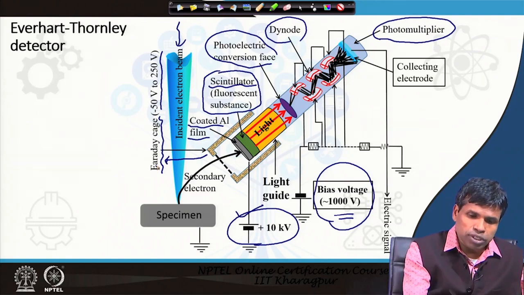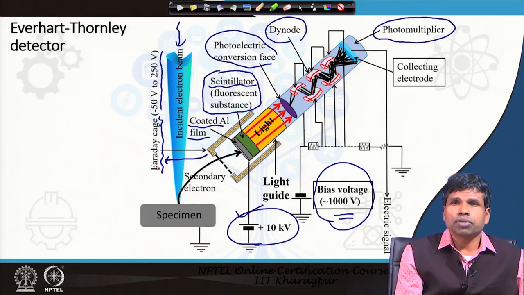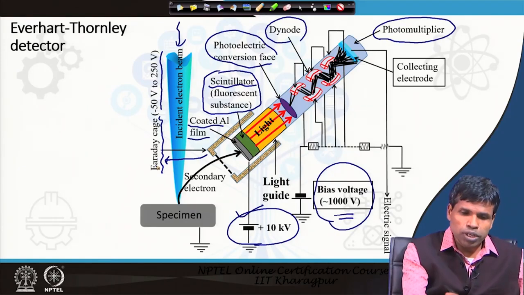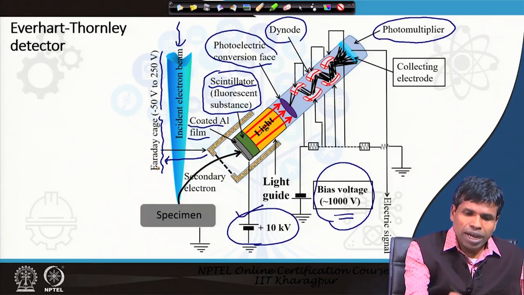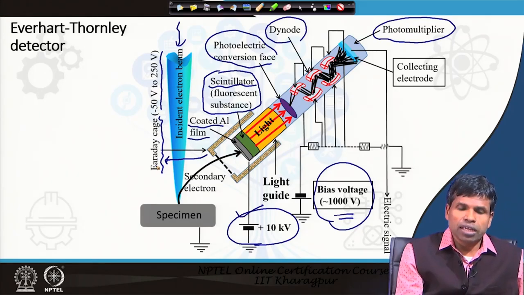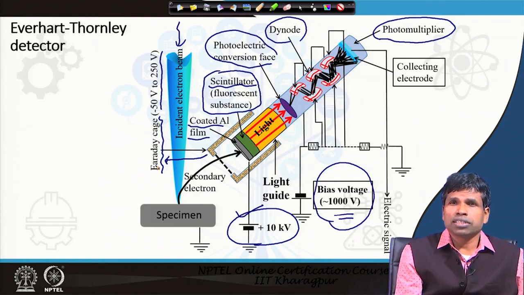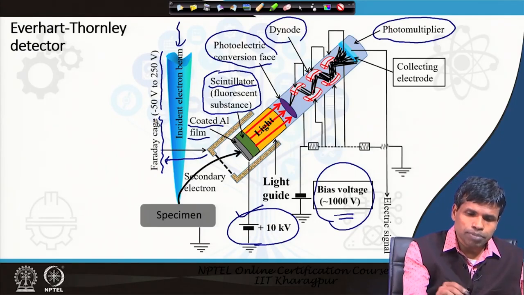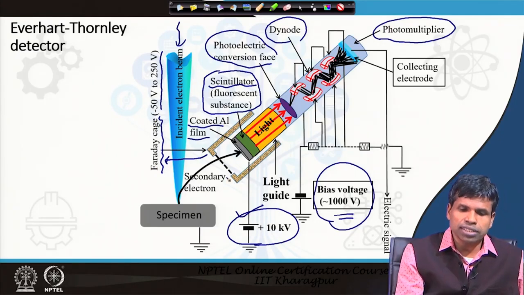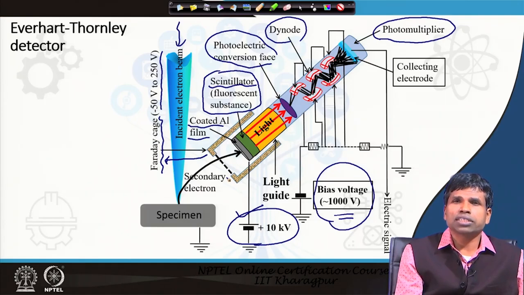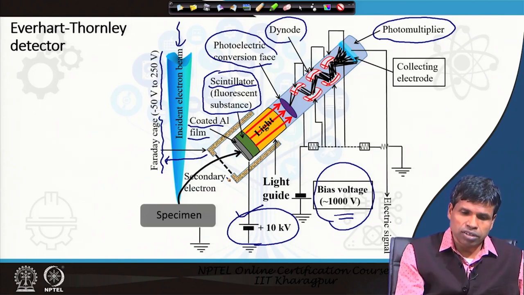In addition, the Faraday cage has another role. By applying a potential, either positive or negative, we can selectively collect either secondary electrons or backscattered electrons. If we apply, let us say, minus 50 volt, then we would not collect a single secondary electron, because all secondary electrons have an energy less than 50 electron volt. So, by applying minus 50 volt to the Faraday cage, we reject all the secondary electrons, and only collect energetic backscattered electrons.